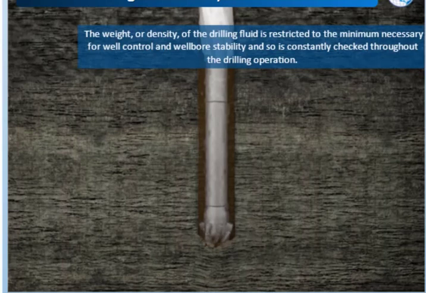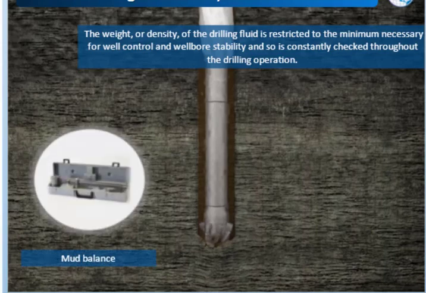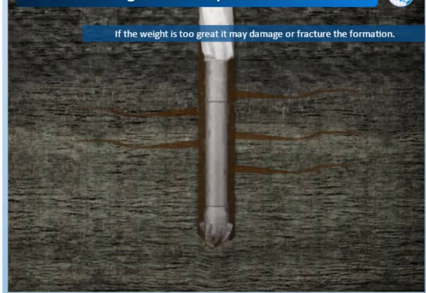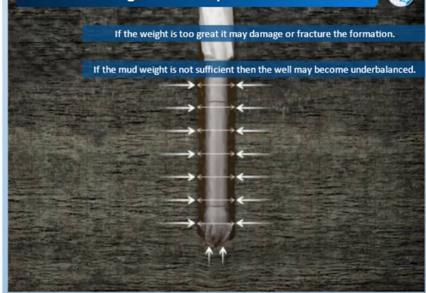The weight or density of the drilling fluid is restricted to the minimum necessary for well control and wellbore stability, and so is constantly checked throughout the drilling operation using a mud balance. If the weight is too great, it may damage or fracture the formation. If the mud weight is not sufficient, then the well may become underbalanced, potentially resulting in a kick.